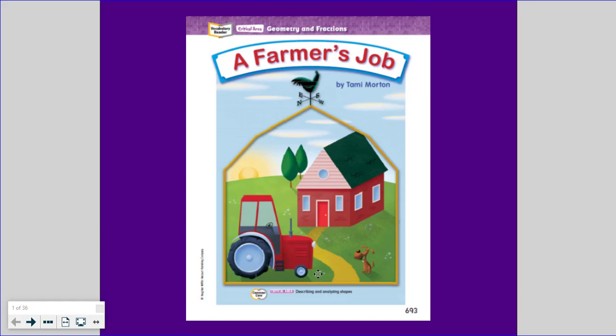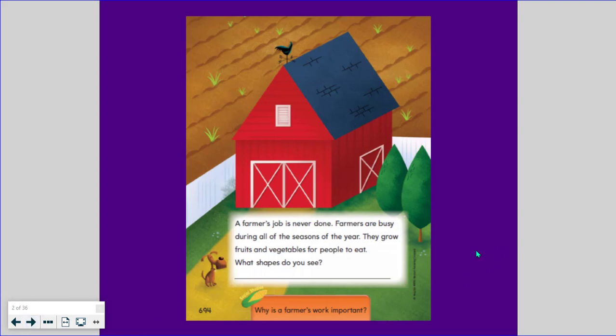All right, so some of the first things I noticed is I noticed some shapes. I noticed different shapes in this picture. So if you would like, pause your video and see what shapes you can find on the barn or on the tractor or maybe in the background of the picture. A farmer's job is never done. Farmers are busy during all the seasons of the year. They grow fruits and vegetables for people to eat. What shapes do you see?